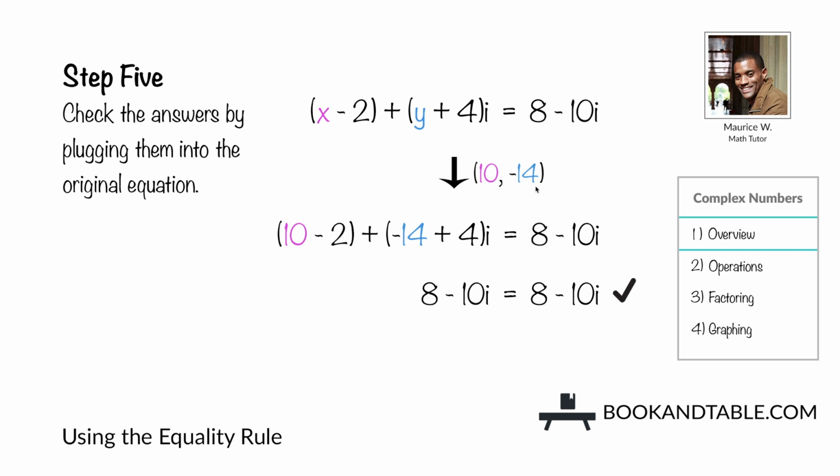And when we plug in negative 14 for y, we get negative 14 plus 4. That would give us negative 10i. And the imaginary number on the left side, negative 10i, winds up being equal to the imaginary number on the right side, negative 10i. So that confirms that y is equal to negative 14.